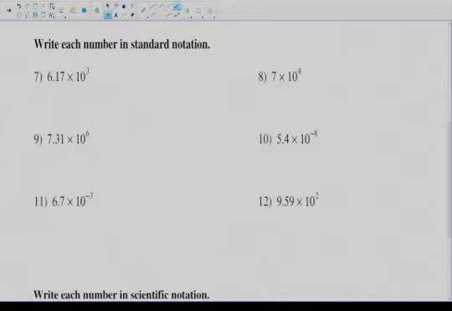So if we look at number 7 here, it's 6.17 times 10 to the 3. Well, what does times 10 to the 3 mean? It means move the decimal 3 spaces to the right. So a positive exponent here means go to the right, and the 3 tells you how many spaces. So if I move the decimal 1, 2, 3 spaces, I'm going to have 1 empty space after the 7. I'm just going to replace that with a 0.